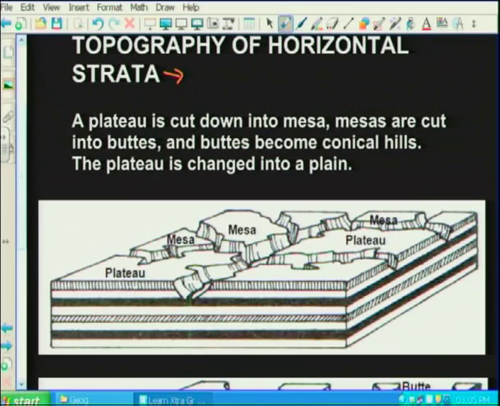Like I said before, the most important topography of horizontal strata that we look at is what we refer to, grade 12s, as the Karoo landscape. Like I mentioned earlier, that Karoo landscape is found within the Northern Cape province. All right, and the features associated with that Karoo landscape are things like our plateaus, our mesas, our buttes, our pointed buttes, and our conical hills, which you need to learn and to remember these terms.